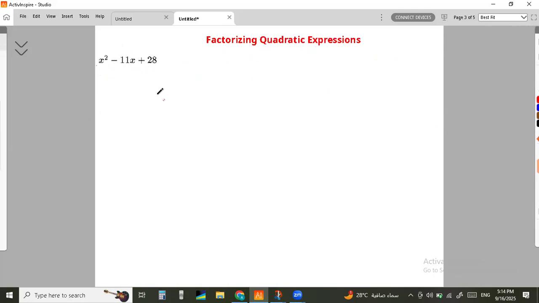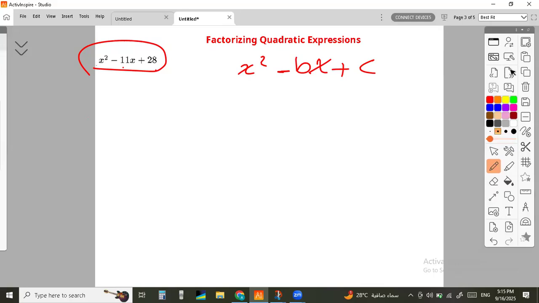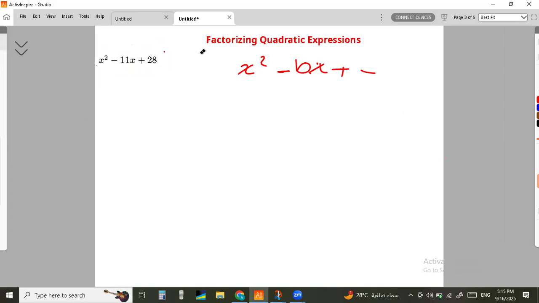Next, factorizing of quadratic expressions. Well, any expression in this form: if you have x squared minus any number, let's call it b, x, plus any constant with no variable, let's call it c. So here, this is a coefficient and this is a constant, and I got it in this form, then these are the steps that we follow. What are the steps that we follow? Let's see.